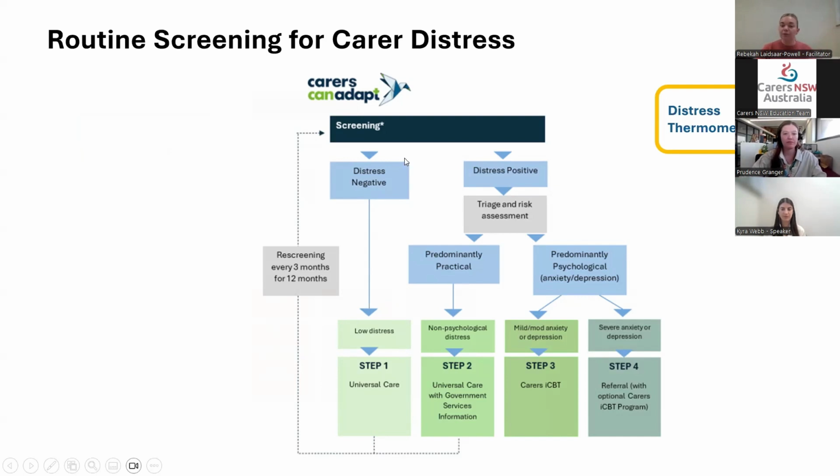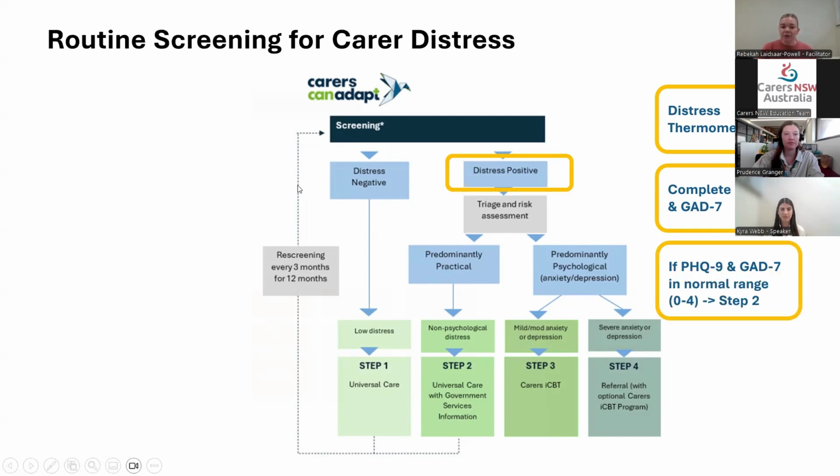Now we need to delve into a bit more detail, looking at what this carer's levels of distress are more specifically. So that's where we would use the PHQ-9, a measure of depression, and the GAD-7, which is the measure of anxiety. But sometimes someone can have high levels of distress on the distress thermometer. So they might have a 6 or a 7, but then they'll do the GAD-7 and the PHQ-9 and they come up in normal range.